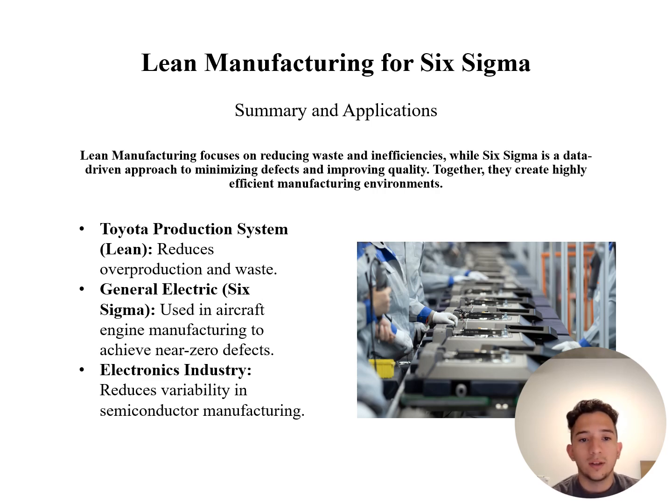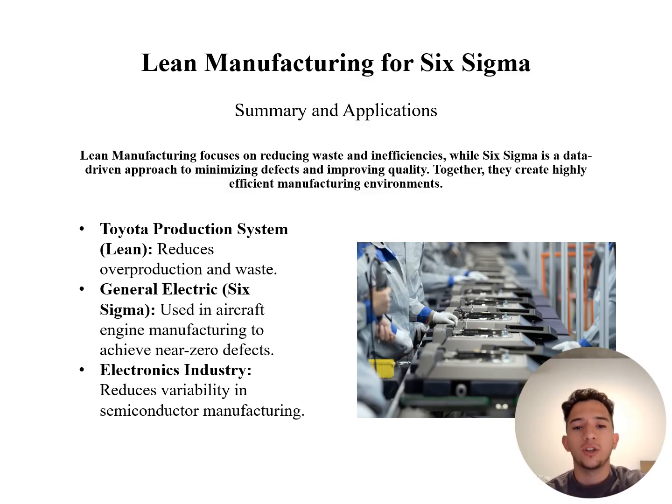My main job was to figure out the root cause on why specific testing centers were failing, and I used Six Sigma. So a summary is that lean manufacturing focuses on reducing waste and inefficiencies, and Six Sigma itself is a data-driven approach to minimizing defects and improving quality. And when they mesh together, that's when they create highly efficient manufacturing environments.